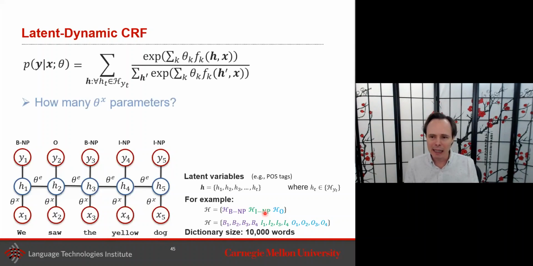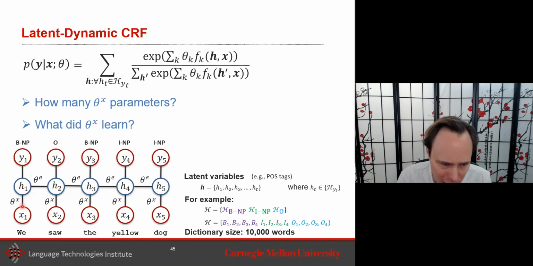And so with the LDCRF, how many parameters here? If I have 10,000 words and 12 hidden states, it will be 12 times 10,000. And what does it learn? Here is a kind of clustering. It's a little bit like the HMM. Latent variables are often something you should see as clustering. What it does is take those 10,000 words and cluster them into 12 different bins.